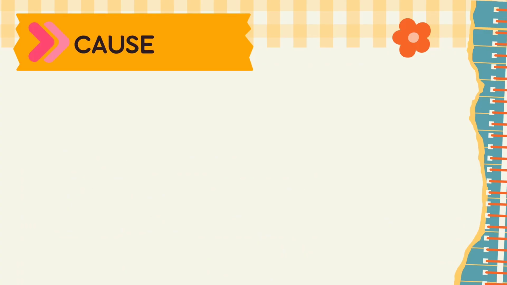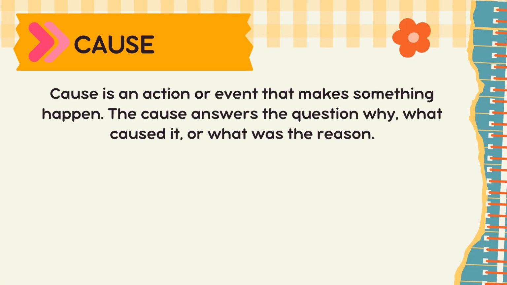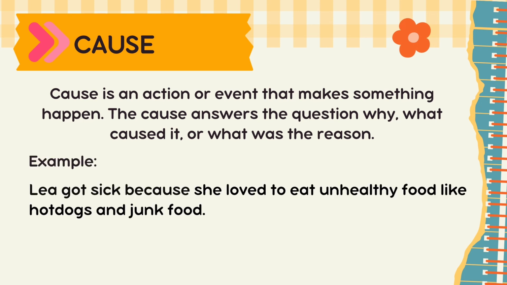Cause. Cause is an action or event that makes something happen. The cause answers the questions why, what caused it, or what was the reason. Example: Lee got sick because she loved to eat unhealthy food like hot dog and junk food. In this sentence, the underlined phrase is the action or the cause.